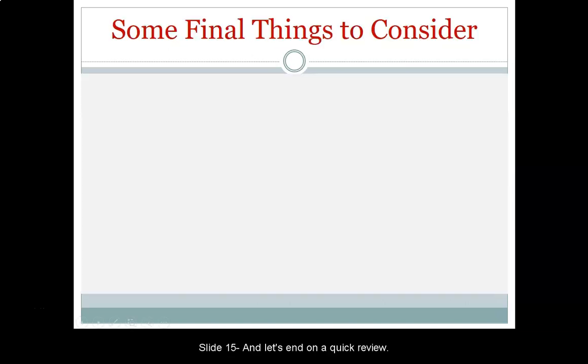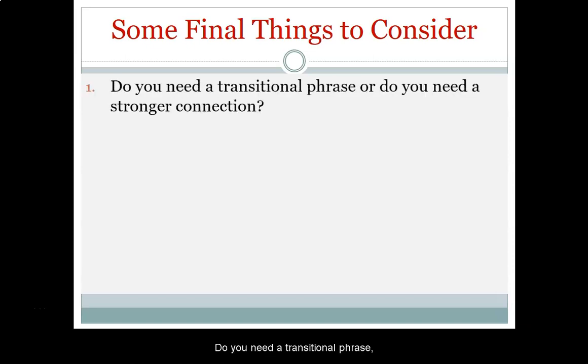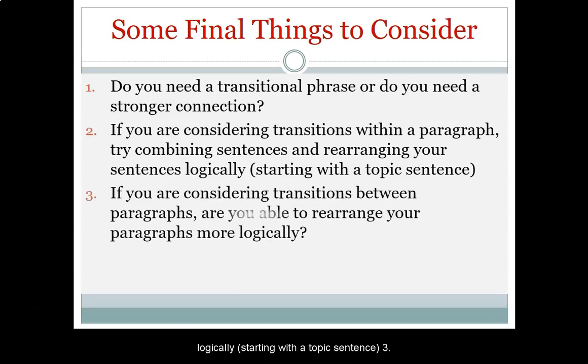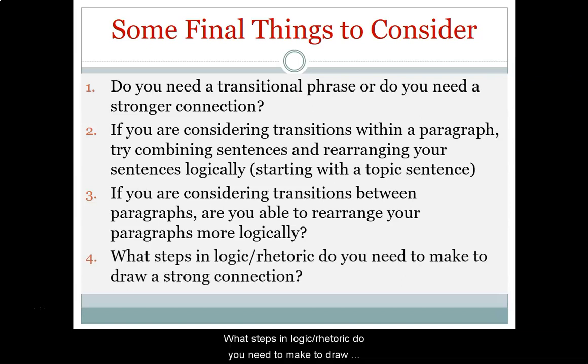And let's end on a quick review. Here are a couple of things to consider as you begin working on the transitions in your papers. 1. Do you need a transitional phrase, or do you need a stronger connection? 2. If you're considering transitions within a paragraph, try combining sentences and rearranging them more logically, starting with a topic sentence. 3. If you're considering transitions between paragraphs, are you able to rearrange your paragraphs more logically first? 4. What steps in logic or rhetoric do you need to make to draw a stronger connection between your paragraphs?